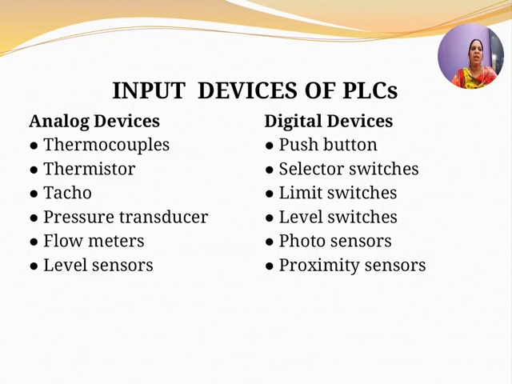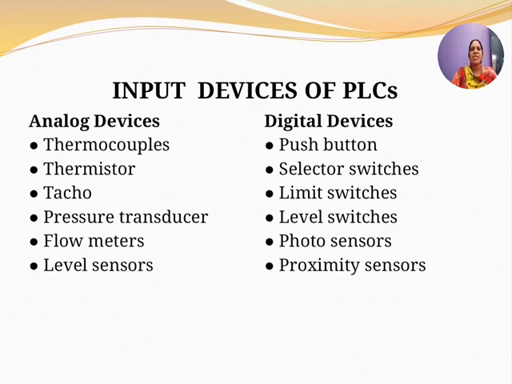So the input devices, as we have seen in the block diagram, to the input module, you give the input to the input module using input devices. The input devices of a PLC can be either analog devices or digital devices. They can be analog, like you can use sensors. The analog devices are thermocouples, thermistors, tachometers, pressure transducers, flow meters, level sensors. All these are the analog devices.